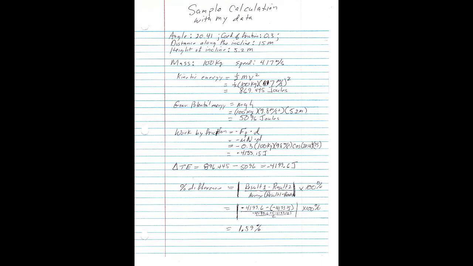You will want to explicitly demonstrate with your data one example of the kinetic energy equation, one example of the gravitational potential energy equation, one example of the work equation, and one example of the percentage difference equation. If you choose to do all 100 or so calculations by hand, make a table of all subsequent calculations. Do not include multiple pages of individual calculations with your data.